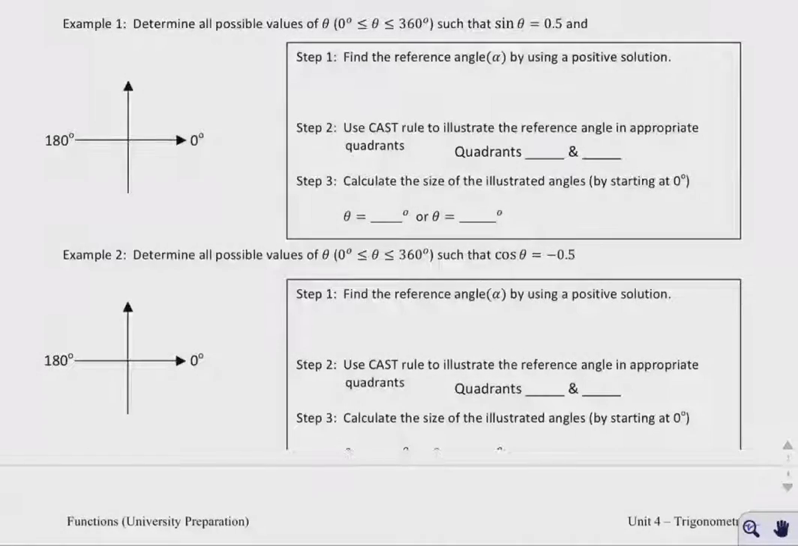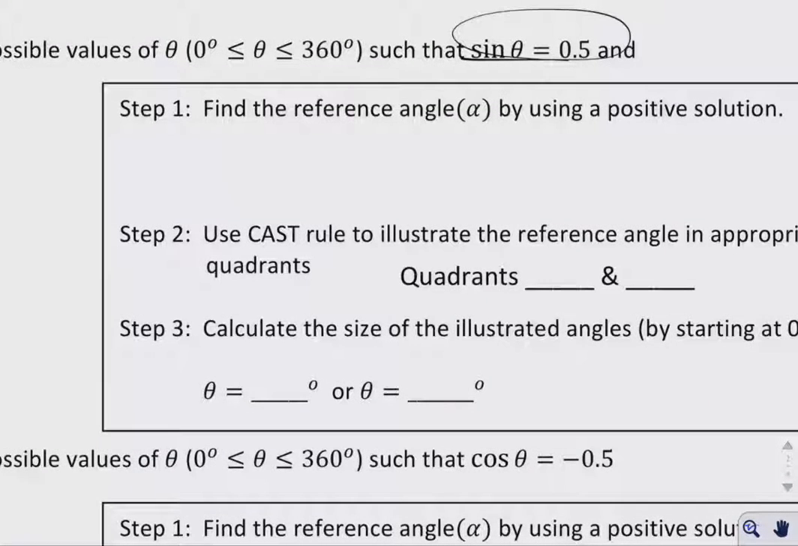Okay, we're going to start off with example 1. We're using the C.A.S.T rule to determine other angles that will give us the same sine value. So here we're looking at sine of theta equals 0.5. And we start off by finding the reference angle alpha just by using basic trig.